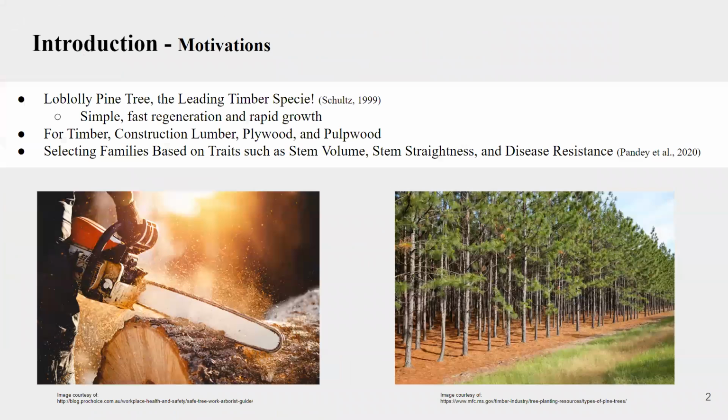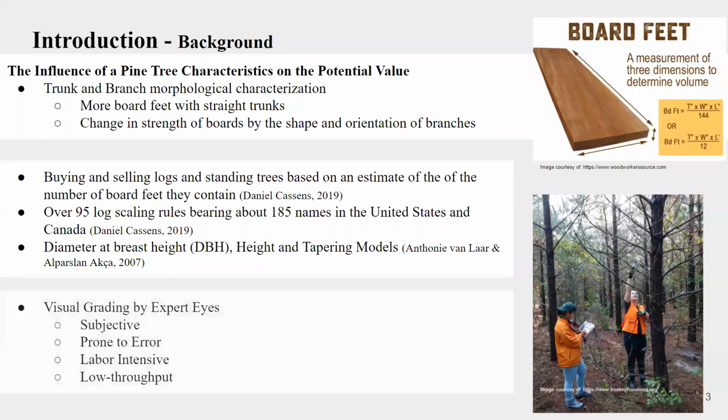Loblolly pine is the leading timber species in the United States and it has traits such as simple, fast regeneration and rapid growth. Tree breeding programs have focused on selecting families based on traits such as stem volume and straightness. Architectural traits of a pine tree impact its potential value in the timber processing business. Straight trunks can be cut into longer boards. In addition, lower branch angles increase the strength of a stand.